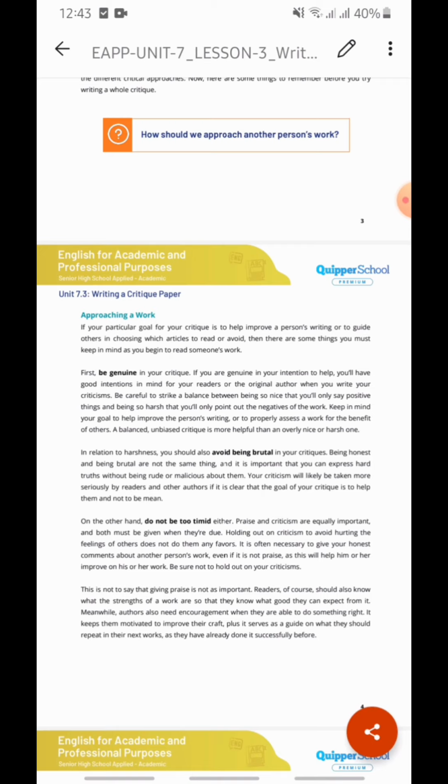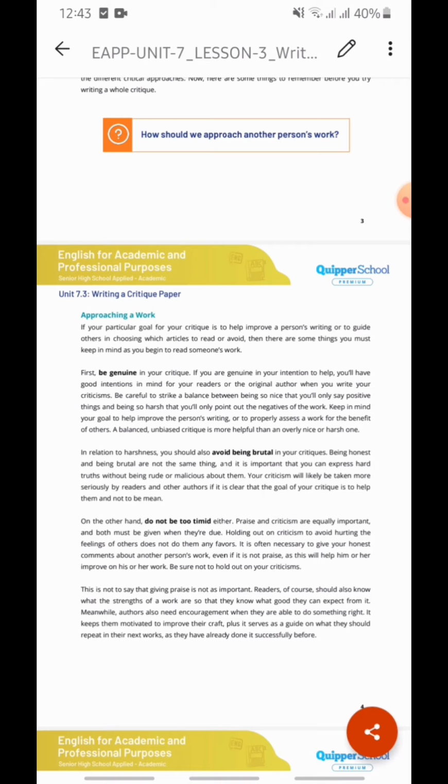Kanang tawag ni magbias ka. It is often necessary to give your honest comments about another person's work, even if it is not praise, as this will help him or her improve on his or her work. Be sure not to hold back in your criticism. So dili kay kani kay friend na ko siya, kailangan kay mga positive ang ginaingon sa iya.